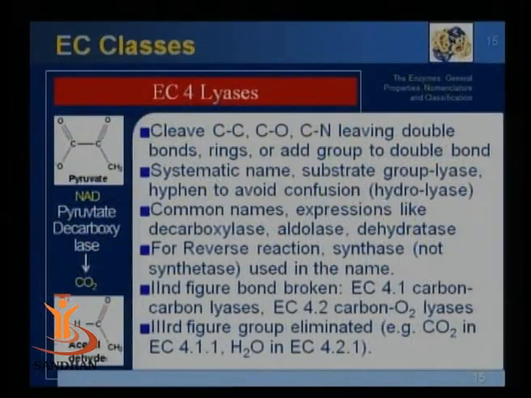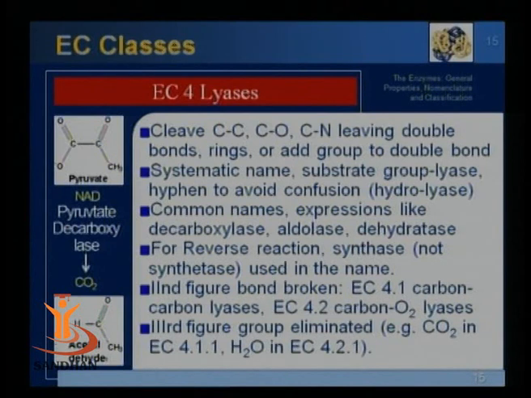Now the third and last digit. The second digit for lyase type of enzyme could be 1 if it is a carbon-carbon lyase, it could be 2 if it is a carbon-oxygen lyase, whereas the third number in the EC nomenclature for lyase depends upon the kind of group which is being eliminated.